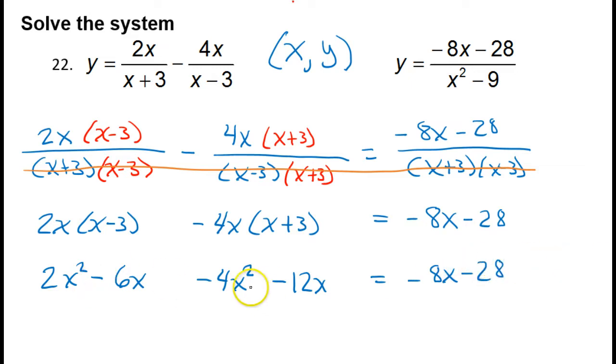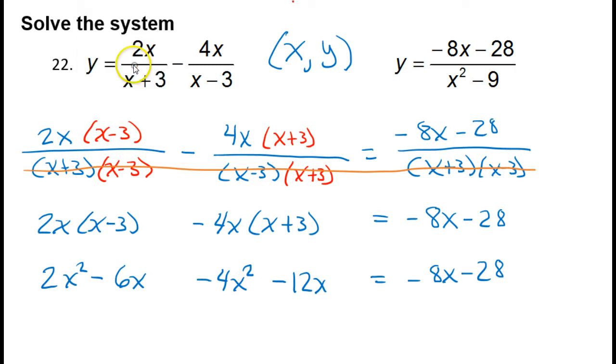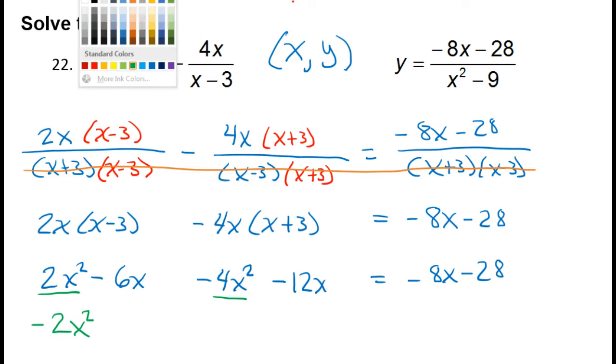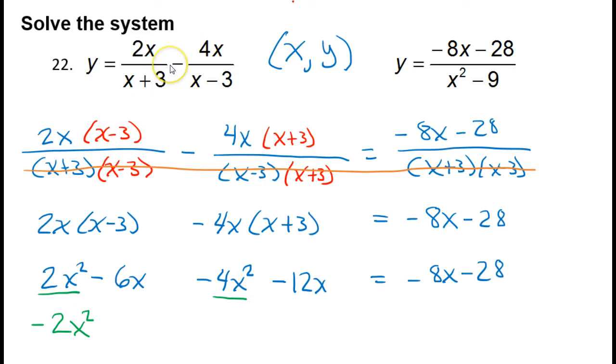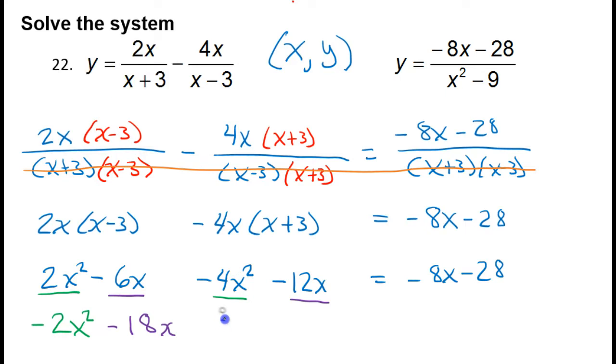Okay, now it's time to combine some like terms. So, for example, I've got like terms here and here, so that will make negative 2x squared. Let's see, I've also got like terms here and here, so that's going to make negative 18x. So that's it for the like terms. Alright, so this is equal to negative 8x minus 28.